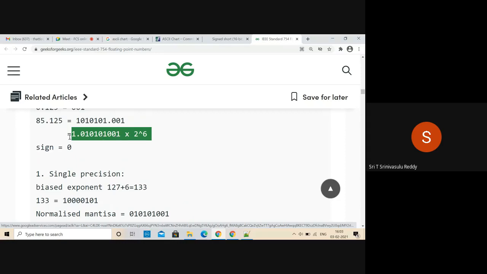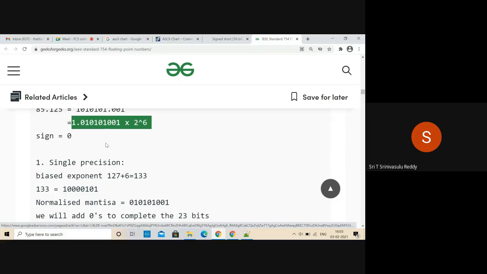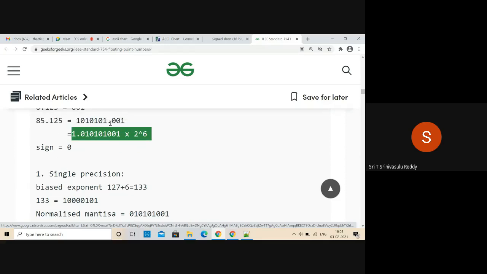So that this one need not be stored. Only this part will be stored as a part of it. Normalize means move the point to the leftmost until you get a 1 over there. So it is always represented in the form of 1 point something, so that this 1 will not be stored because it is assumed to be 1. Only this part is going to be stored now.